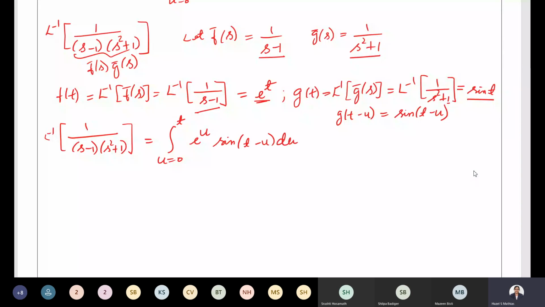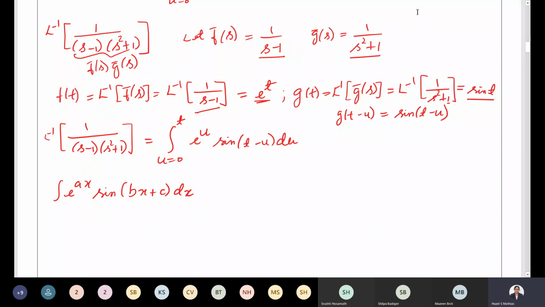Is it okay? Then, I have given one formula before: integration of e power ax sin of bx plus c. I have given the formula for sin bx. So now here we have bx plus c. How to solve this one?